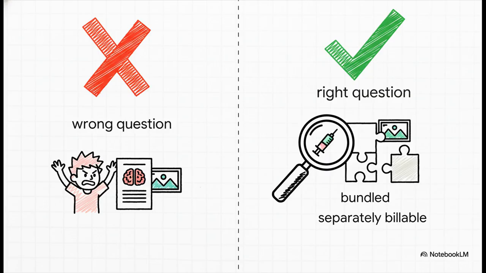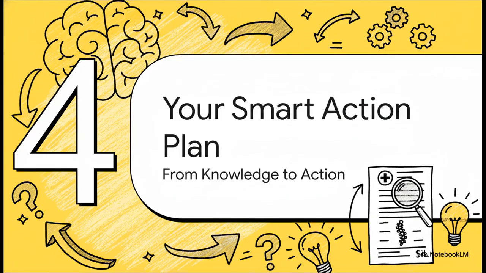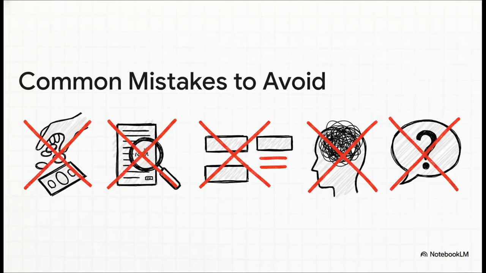That's the question. Okay, we've covered the what and the why. Now for the best part, the how. We're going to turn all this knowledge into calm, confident action. This is how you actually go about getting answers. But first, let's talk about the traps to avoid. These are the most common mistakes people make.